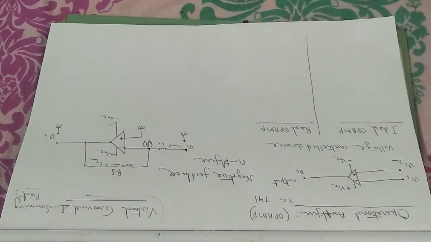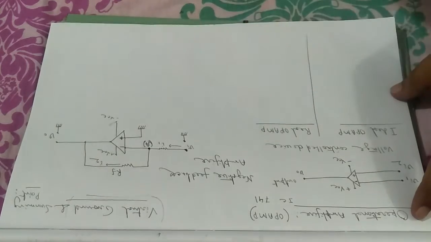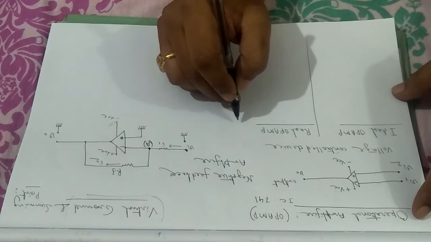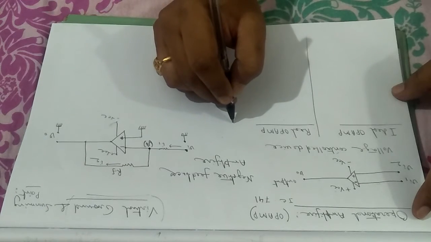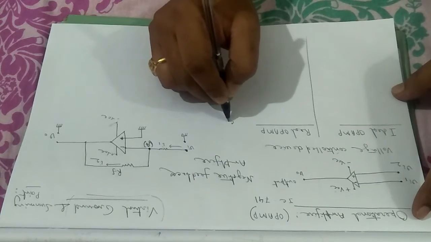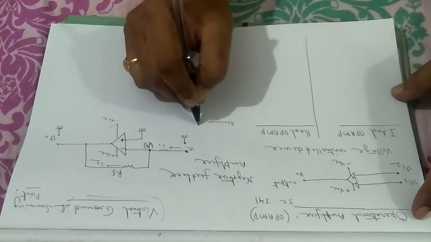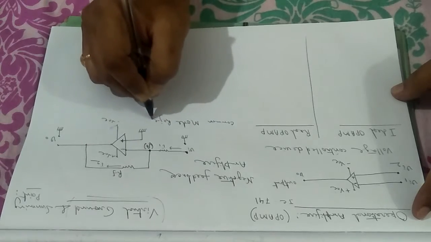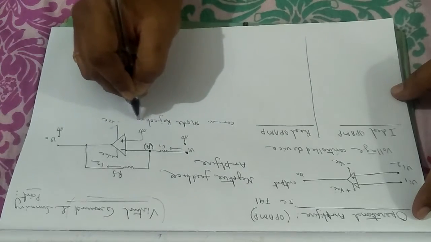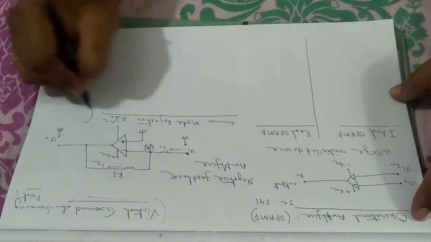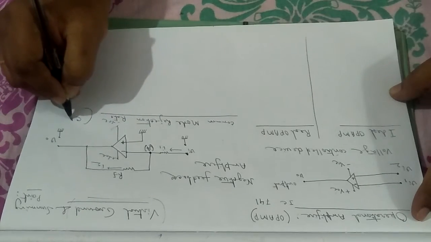Then we come to another characteristic feature of the op-amp. It is called the common mode rejection ratio, or CMRR. Common mode rejection ratio. It is also called CMRR.